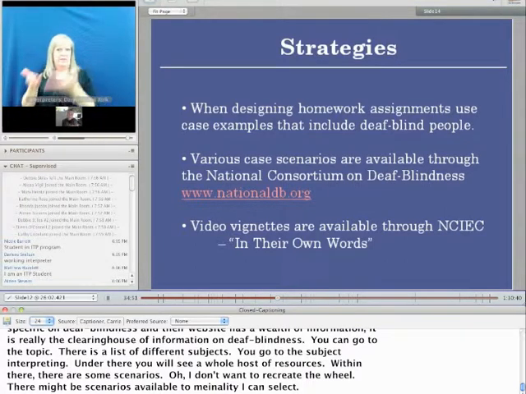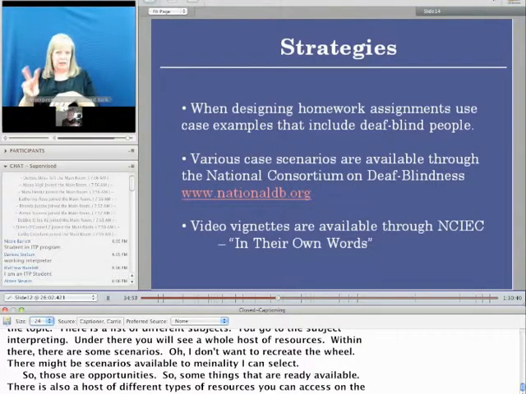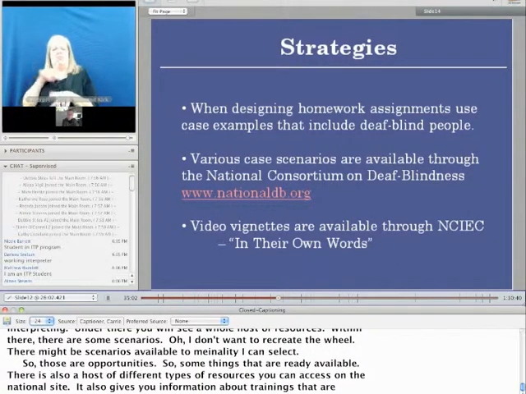There's also a whole host of different types of resources that you can access on the national site. It also gives you information about trainings that are available and what have you. So it's kind of a go-to place in terms of deafblind content.